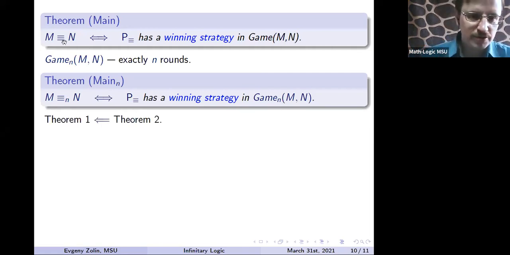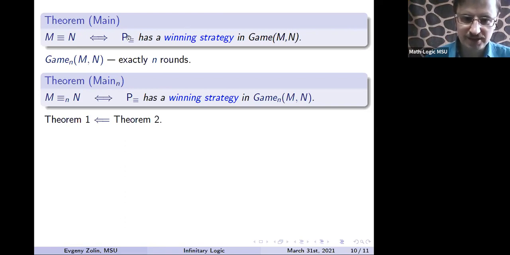In fact, this first theorem easily follows from the second theorem, because two models are equivalent if and only if for every n they are n-equivalent. For every n, they are equivalent for sentences of quantifier rank at most n, because every formula has some quantifier rank, so it is in some quantifier rank n. So this statement is equivalent to, for all n, this statement.